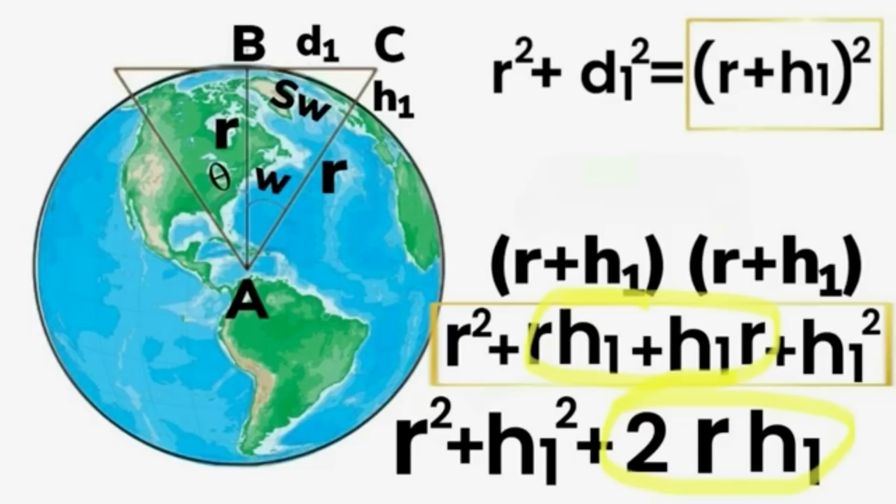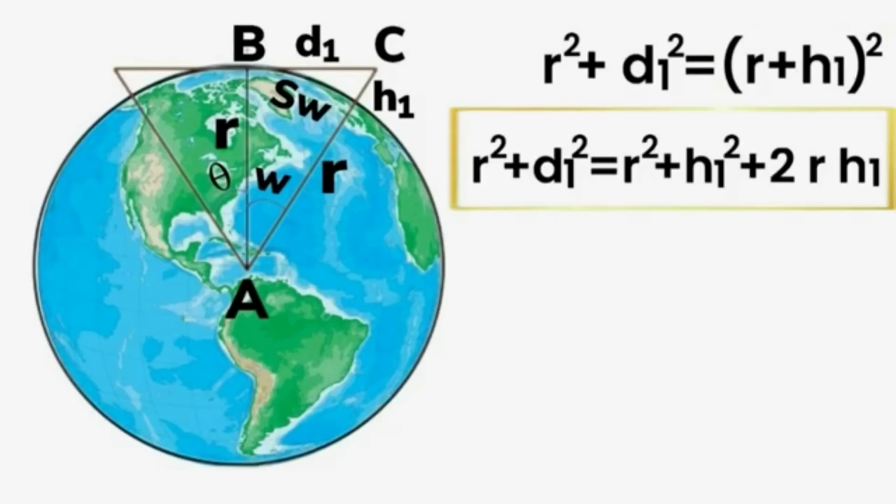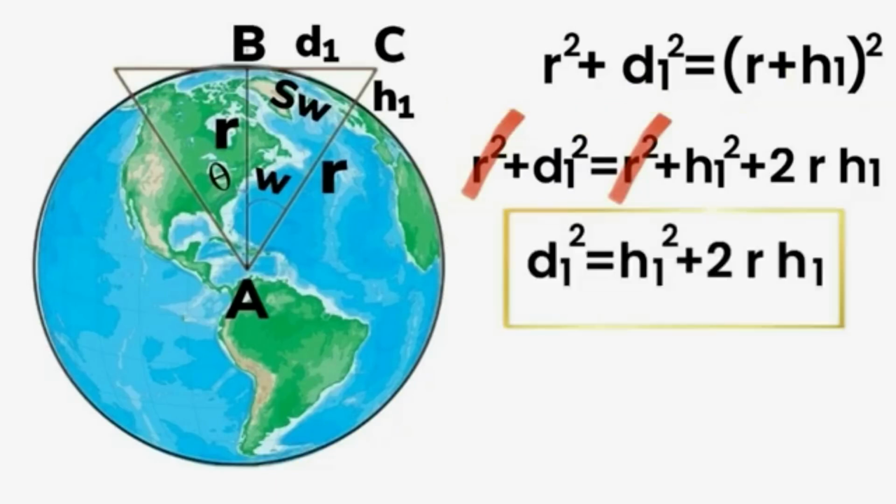"I'm following you, Daddy. Keep going." So (r plus h1) the whole squared can be written out as r squared plus h1 squared plus 2 times r h1. Now that we have our formula properly written out, we can go ahead and cancel the radius squared on each side. That leaves us with d1 squared equals h1 squared plus 2 times r h1.